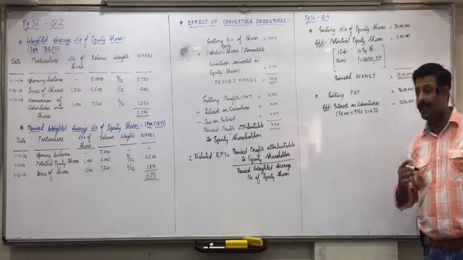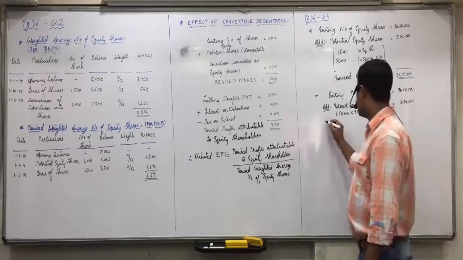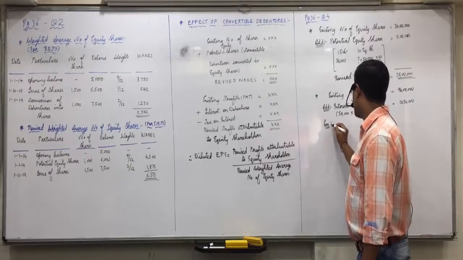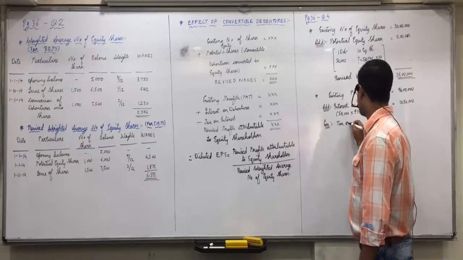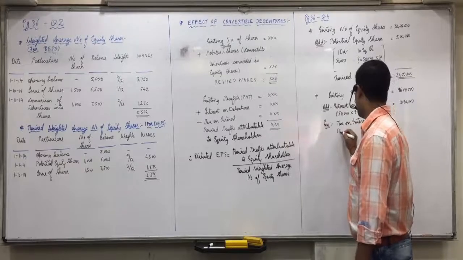But simultaneously, if we save the interest, then we'll have to pay more tax. So less tax on interest. What burden will increase is on 10 lakh 50,000.